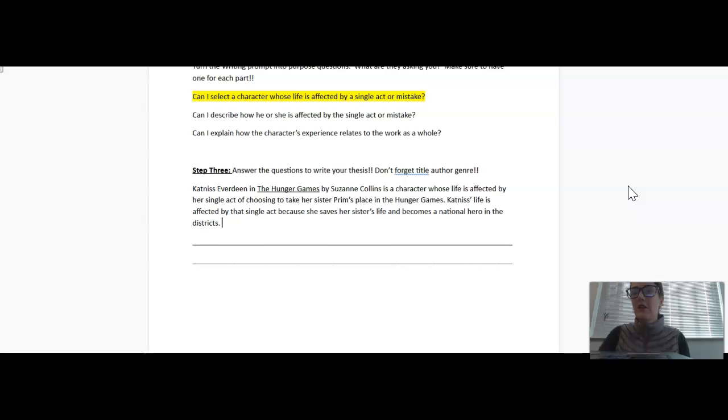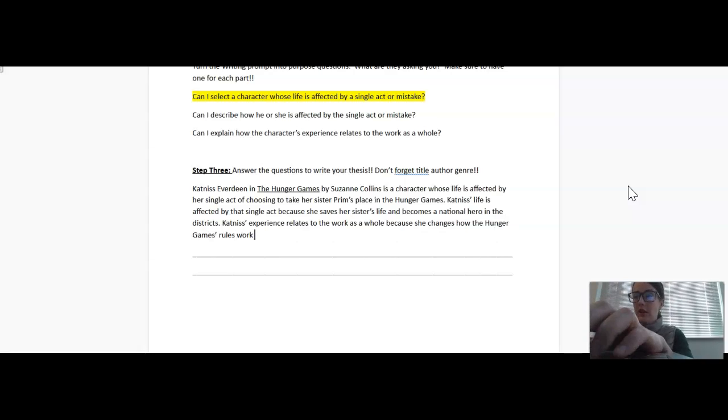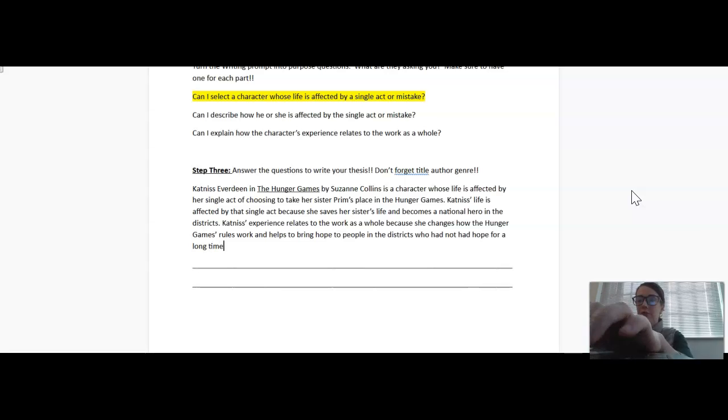Next, can I explain how the character's experience relates to the work as a whole? So Katniss's experience relates to the work as a whole because she changes how the Hunger Games rules work and helps to bring hope to people in the districts who had not had hope for a long time.